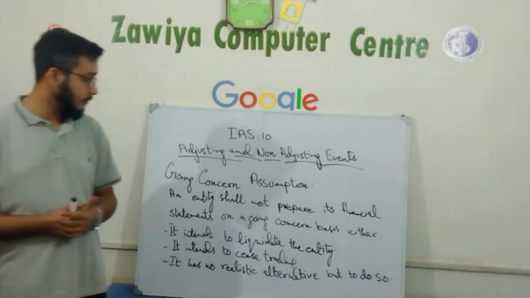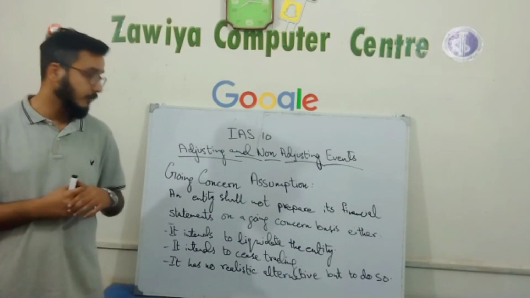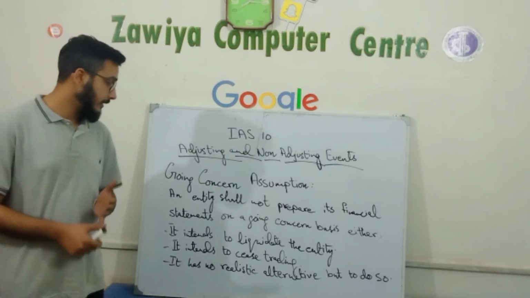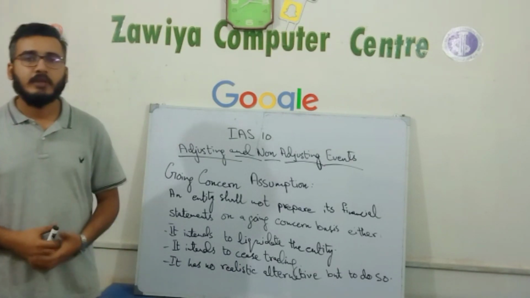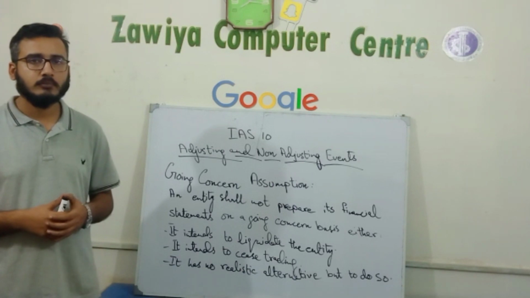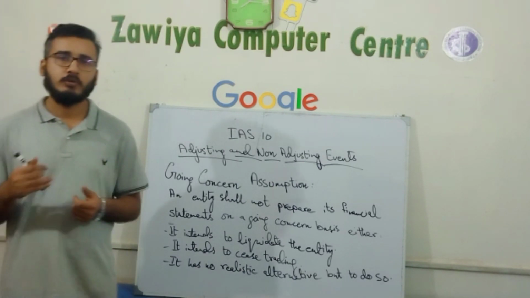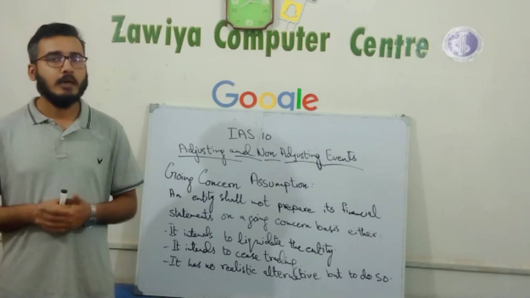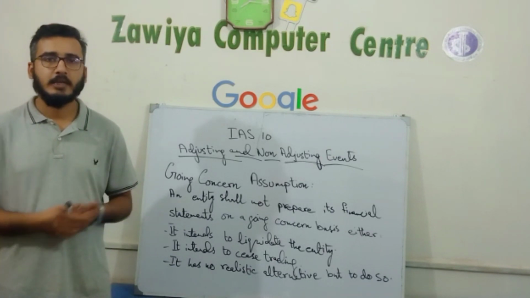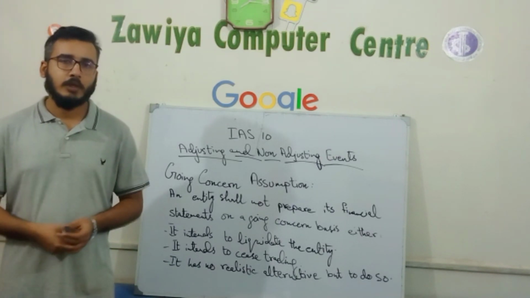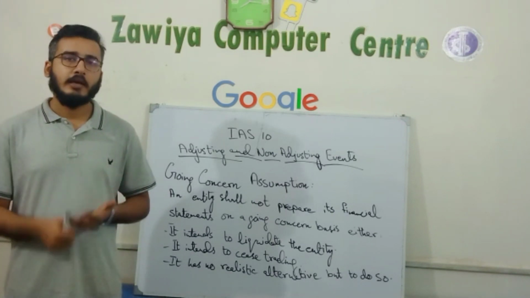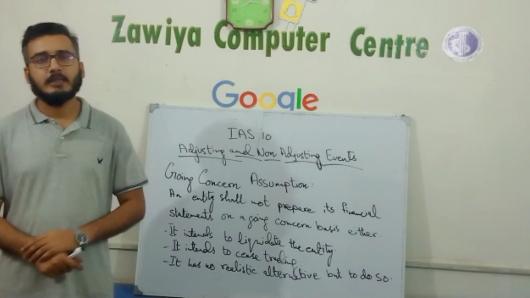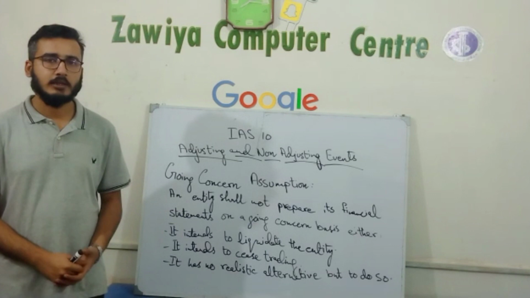Okay, going concern assumption. An entity shall not prepare its financial statements on a going concern basis if it intends to liquidate the entity or cease trading, and it does not have any alternative but to do so. So if this is known after the financial period and before the financial statements are authorized for issue, the entity shall not prepare its financial statements on the going concern basis. What is going concern? Going concern means the entity is able to last for at least 12 months; if not, the entity is said not to be a going concern.